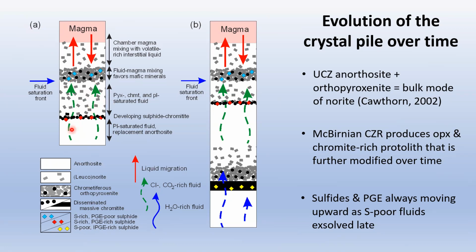norite assemblage. And even more complicated, if you want to, you can have later fluids being more water rich, earlier ones more CO2 rich. These leach out the PGE and sulfide that were previously formed and keep moving everything upward.